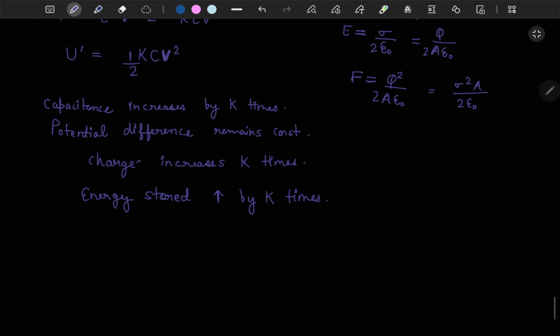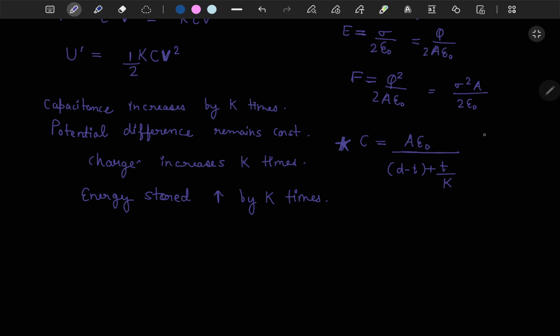Let's talk about capacitance. When a dielectric of thickness T is inserted, it will become A epsilon naught upon D minus T plus T by K. This formula you have to remember only. This is a very important formula.